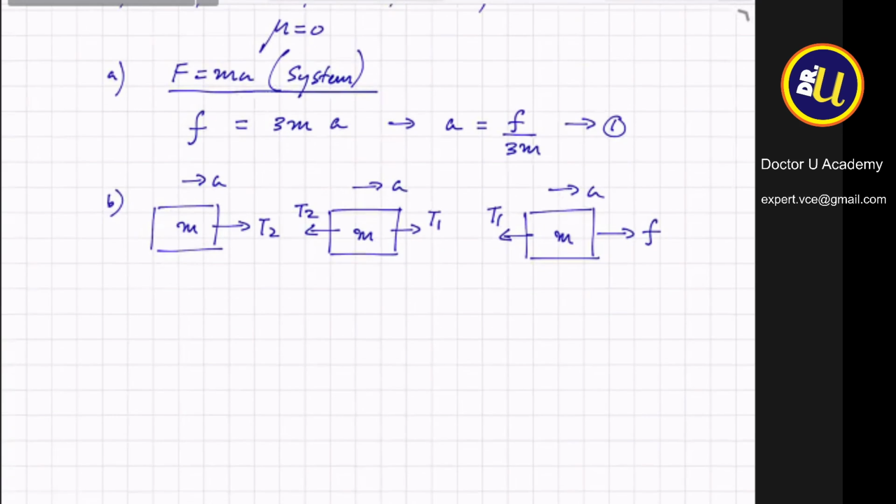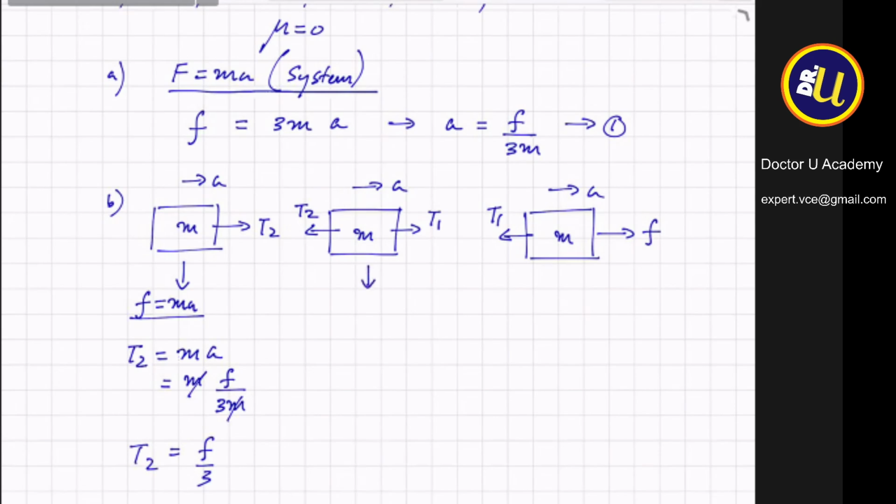Now all of these masses are moving with acceleration A. So now we will use F is equal to ma individually, right? So I will use F is equal to ma on this object. So that would be T2 is equal to m times acceleration. Now we found the acceleration before, equation number 1, that would be F divided by 3m. So you will substitute it here. So m gone, so the answer would be F divided by 3. So T2 is equal to F divided by 3.